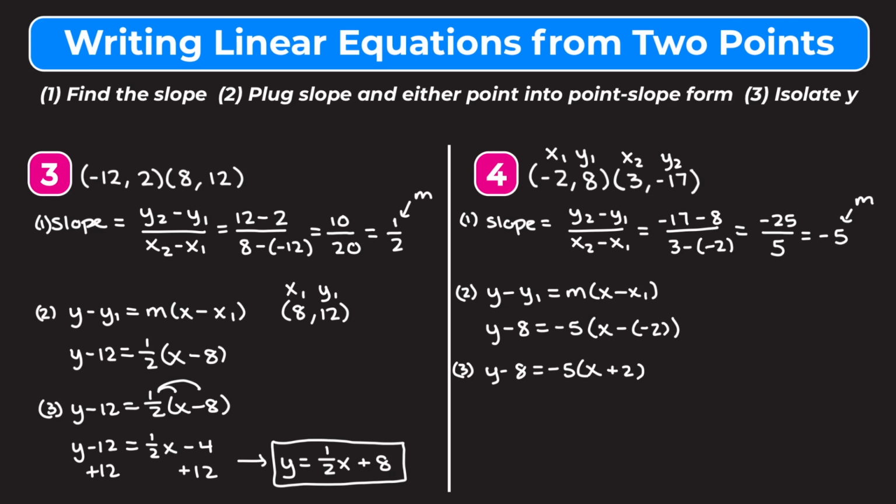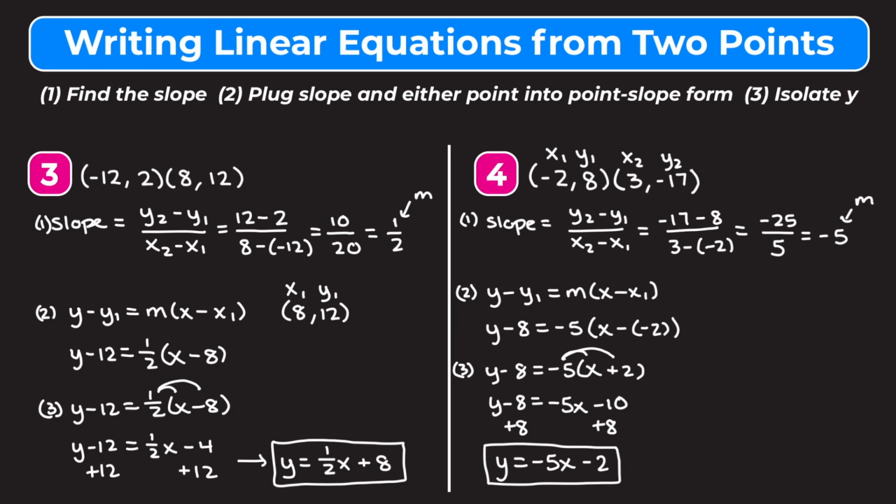And now I want to distribute the negative 5 on the right. So negative 5 times x is negative 5x. Negative 5 times 2 is negative 10. Finally, add 8 to both sides of my equation. On the left, I'm left with a y, and on the right, I get negative 5x. Negative 10 plus 8 is negative 2. So I get y is equal to negative 5x minus 2.